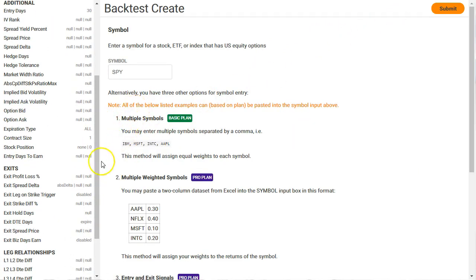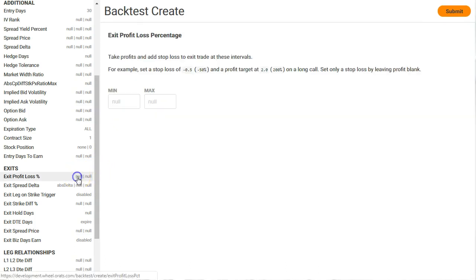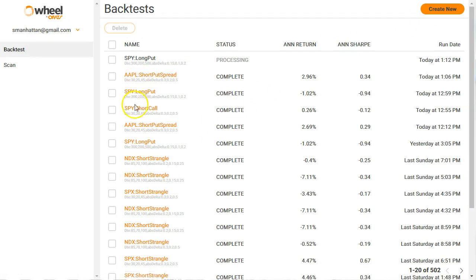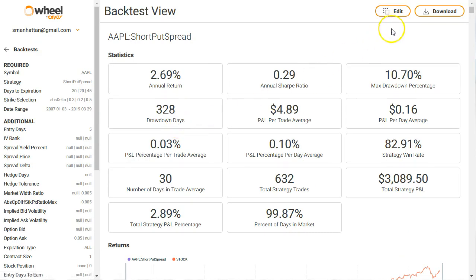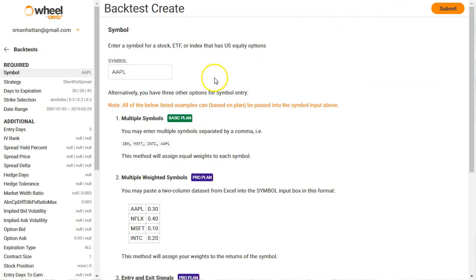One of the things that you might want to think about with a long put is exiting early after the market's already gone down. You could get out and roll out. So let's do 2, and notice that 2.0 represents 200%. So let's do 2.0 and see how that looks. Also, why don't we look at a short put spread while that one's running. Again, it takes about a minute for those to run.